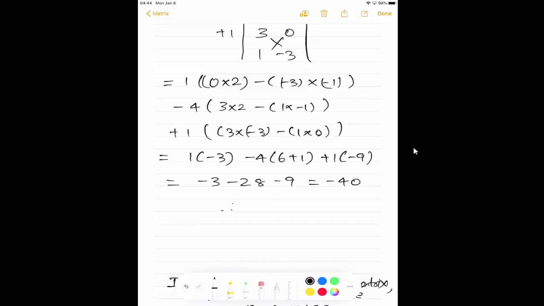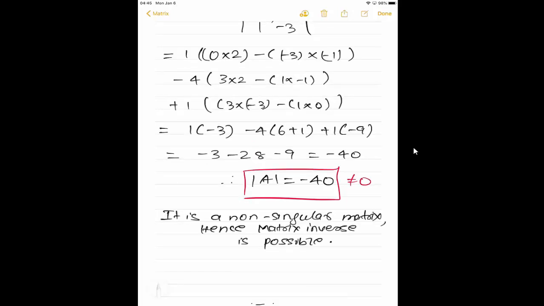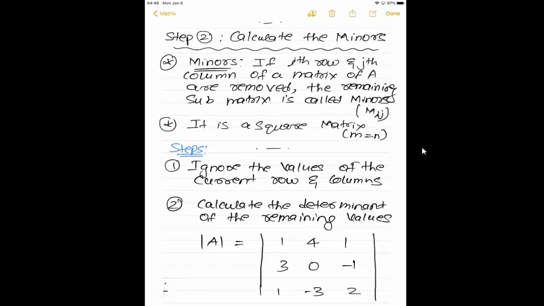So we can conclude the determinant of A is equal to minus 40. It means it's a non-singular matrix. Hence, the matrix inverse is possible. This is the first mandatory step. We have to check it. In case this value is equal to 0, then we can conclude that it's a singular matrix. Hence, the matrix inverse is not possible. Now comes the second step, where we have to calculate the matrix of minors.